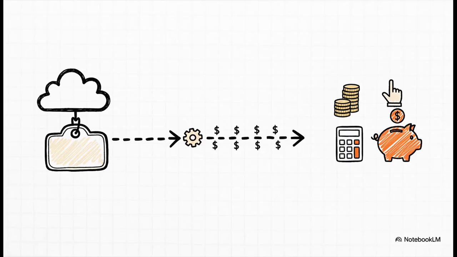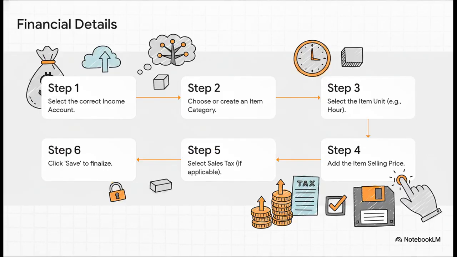Now for part 2, we've defined what the service is, but now we need to tell NuMetric how to handle the money side of things. This is the magic step that's going to automate all of your income tracking. So first, you'll pick the right income account, then assign it a category, and you can even create a new one right then and there. Set your unit, whether you're charging by the hour or a flat unit, pop in your selling price, add your sales tax if you need to, but if you don't, just leave it blank. And finally, hit save and bam, your service item is ready to use.